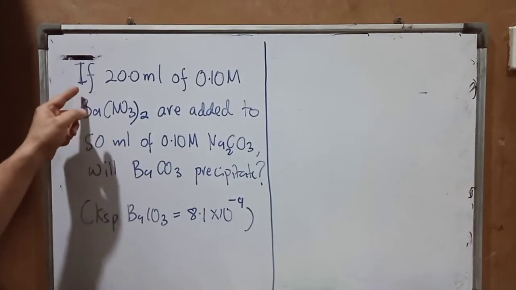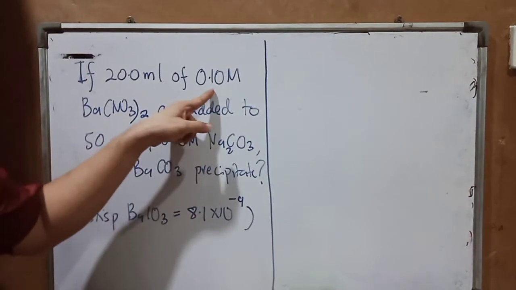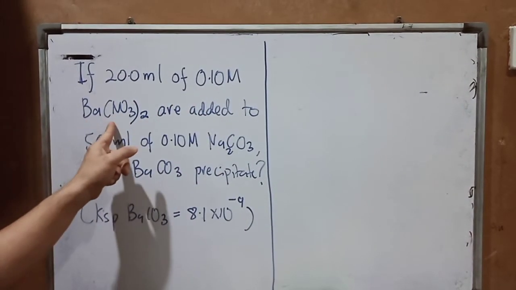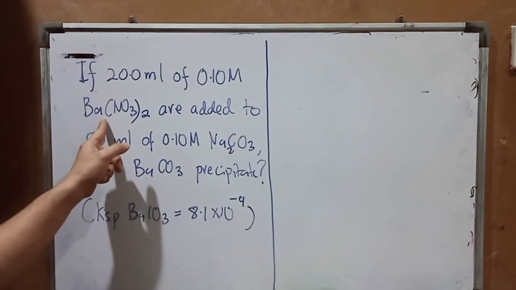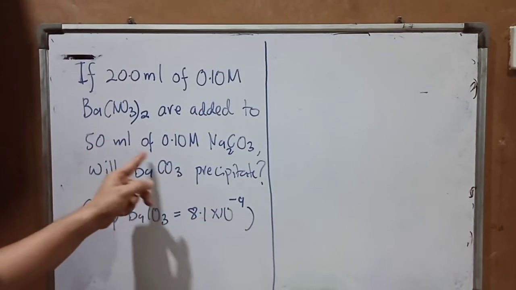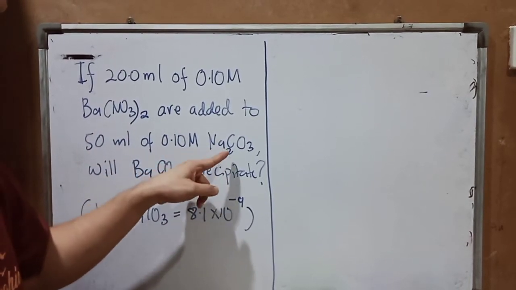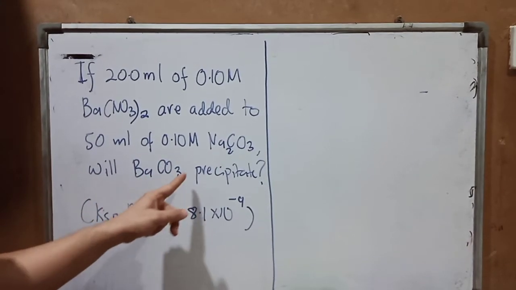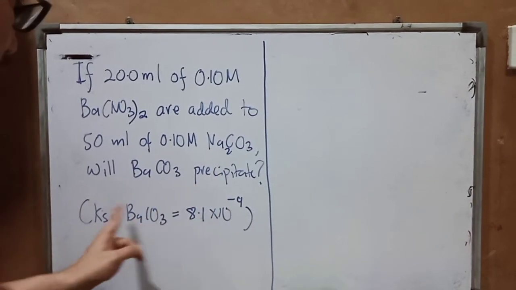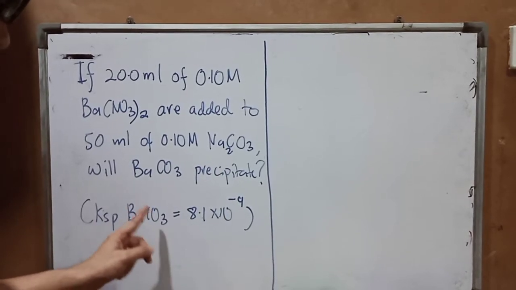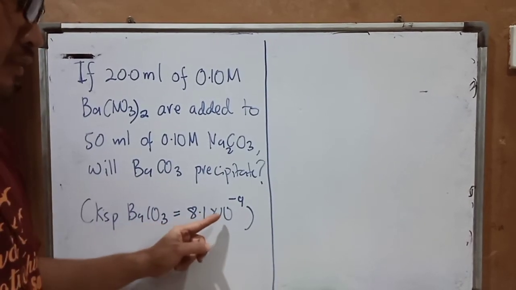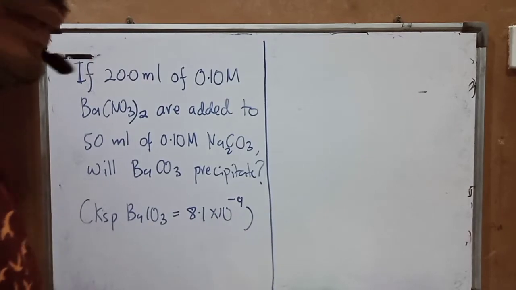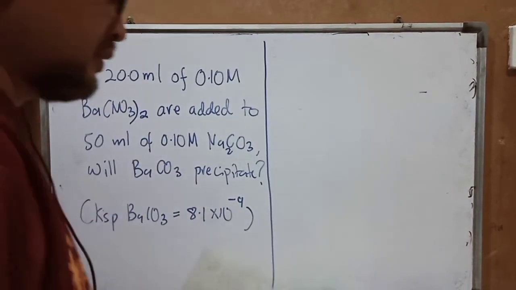Okay, the question is, if 20 ml of 0.1 molar Ba(NO3)2, barium nitrate, are added to 50 ml of 0.1 molar sodium carbonate, will barium carbonate precipitate? And we are given Ksp of barium carbonate, 8.1 × 10^-9. Okay, how to answer this question?